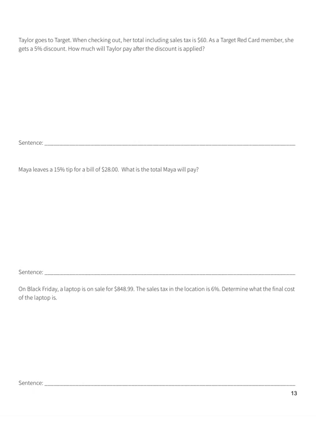Okay, I am going to do this first one for you, and then you will try the next two on your own. So Taylor is going to Target. When checking out, her total, including sales tax, is $60. And she is a red card member, so she gets a 5% discount. We need to figure out how much Taylor is going to have to pay after her discount is counted in.